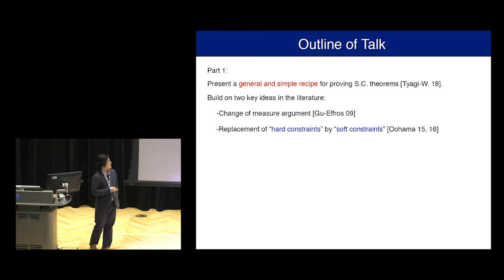Today, in the first part of this talk, I'm going to present a general and simple recipe for proving strong converse, which we introduced last year. In this recipe, there are two key ideas. The first key idea is the change of measure argument introduced by Gu and Effros. And the second key idea is replacement of a hard constraint with a soft constraint, which was introduced by Oohama.